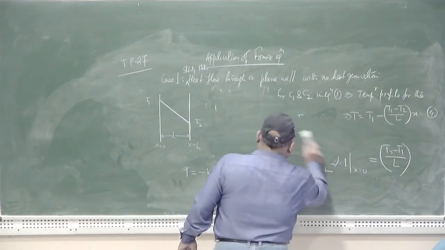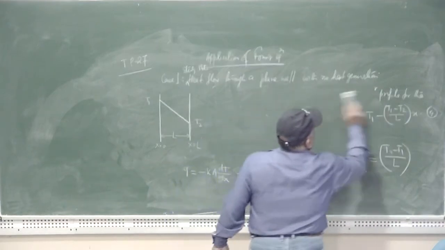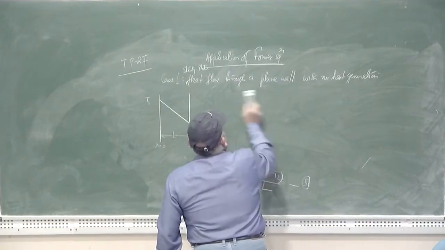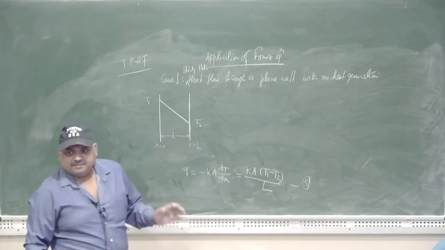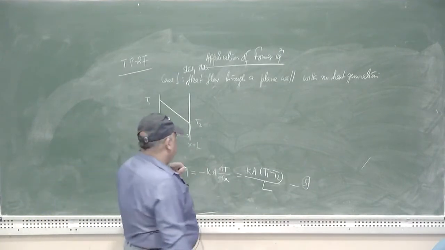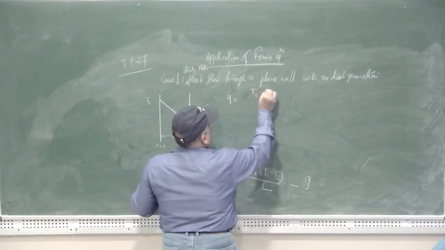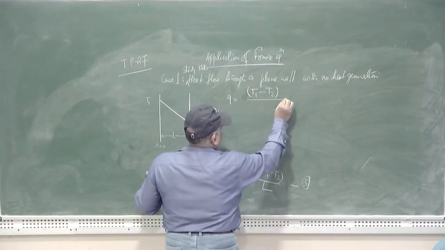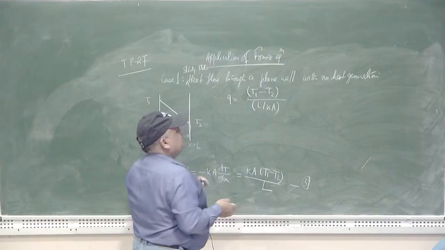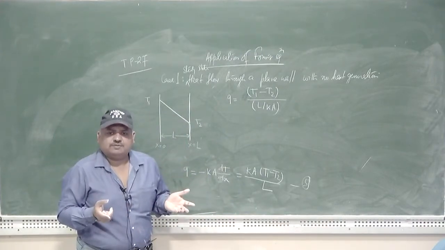So equation number 5 can be rearranged. That is the practical application of such type of things. That's why I am giving more emphasis on this. So revisiting equation number 5, you can write here Q is equal to T1 minus T2 divided by L upon K A. Another form of this equation number 5.